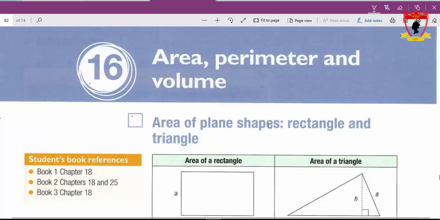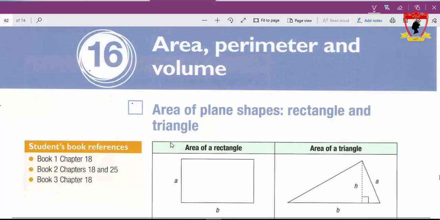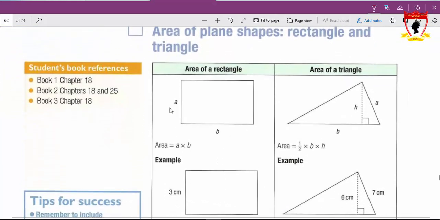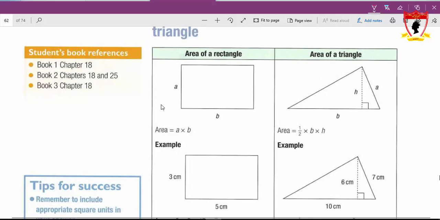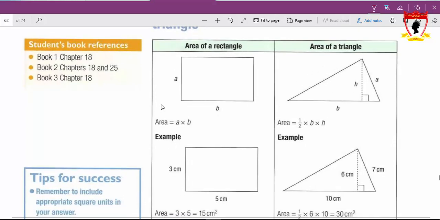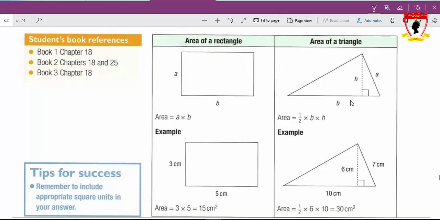This is revised for checkpoint book, unit 16. So our objective is area, perimeter, and volume. Area of rectangle is A times B, meaning length times width. Area of triangle is base times height divided by 2, or simply 1/2 times base times height.